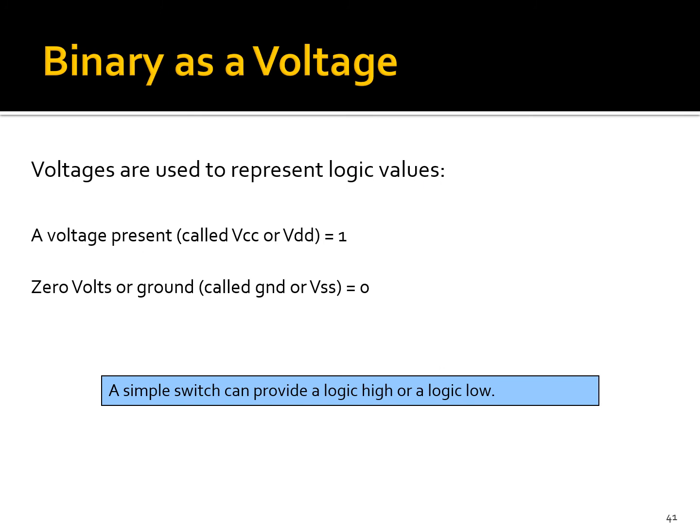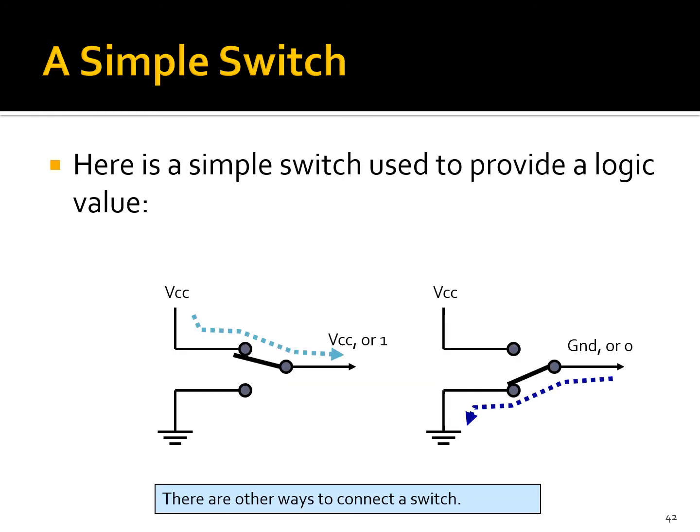So voltages are used to represent logic values. A voltage present is equal to a 1. If I have 0 volts or a ground, it's called a 0. A simple switch can provide a logic high or a logic low. So here is an example of a switch. If I have the switch in the upward position here, it's a 1 and the current flows through. If I have it down to the ground, it's a 0.